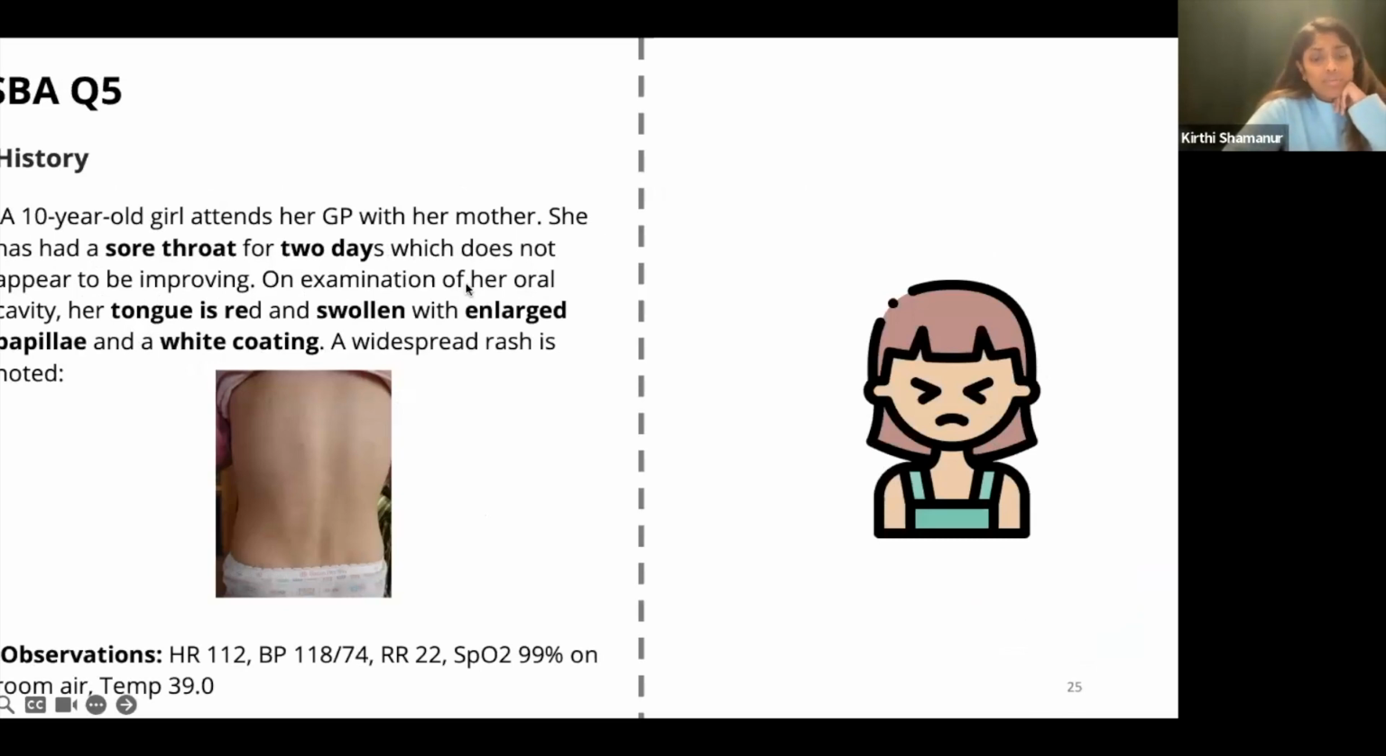A 10-year-old attends her GP with her mum. She's had a sore throat for 2 days and it doesn't seem to be improving. And when you look, her tongue is red, swollen, again with enlarged papillae and a white coating.